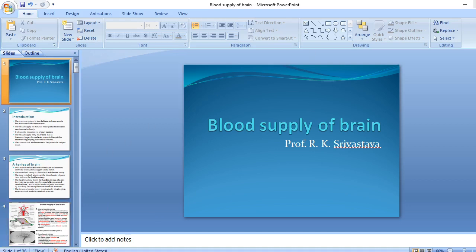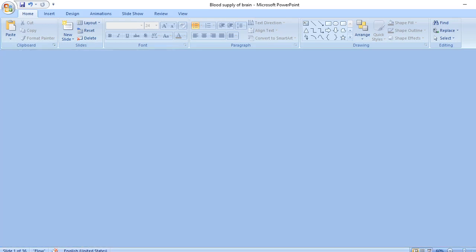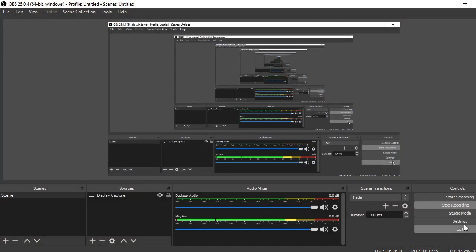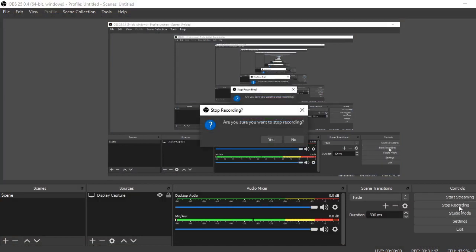So this is all about the blood supply of the brain, the blood-brain barrier, the perivascular space, and the clinical anatomy.